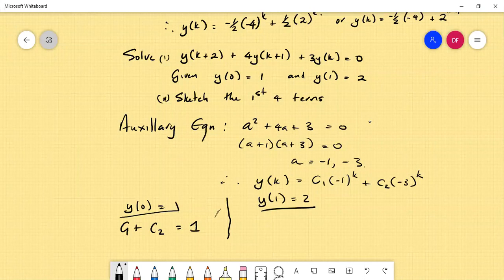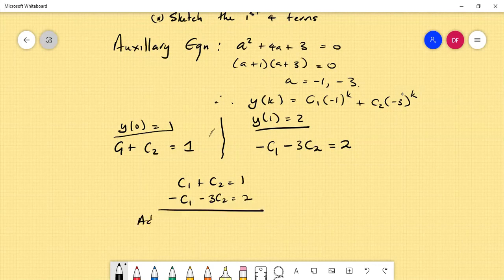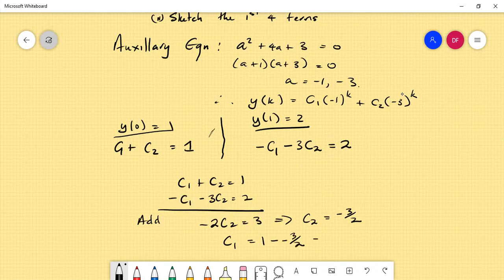So we're going to get minus c1 minus 3c2 is equal to 2. So we have c1 plus c2 equal 1, and minus c1 minus 3c2 equal 2. We're going to get minus 2c2 equal 3. By that, c2 is equal to -3 over 2, and c1 is going to be equal to 1 minus -3 over 2, which is 5 over 2.